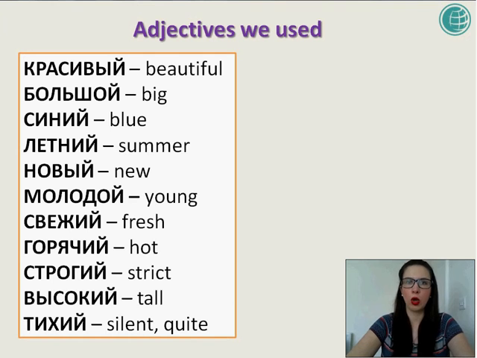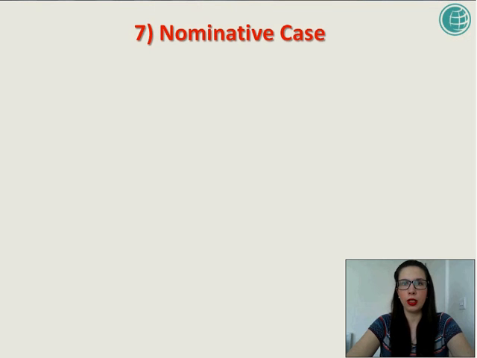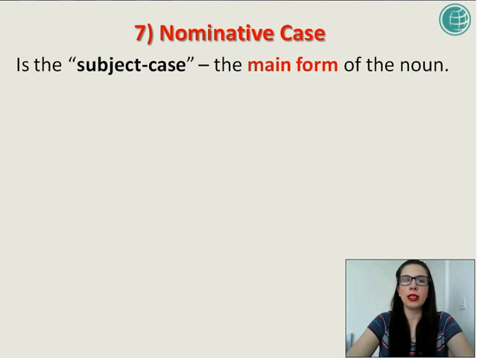And the last topic we learned was about cases of Russian nouns. You remember that every noun in the Russian language will have 6 forms, 6 different cases, and every form will be different from another form just depending on the meaning and position in the sentence, etc. And we learned just 2 cases, nominative case and the prepositional case. Nominative case, it's quite simple. It's the subject case.